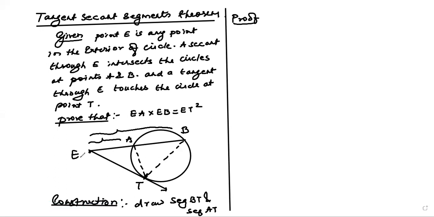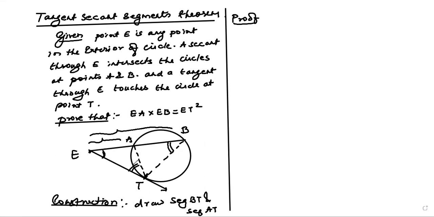Now you can see these two triangles, one big triangle and another small triangle. Angle E is common. Then, children, look, this is an angle between a tangent and a chord, and this is an inscribed angle. This tangent secant angle intercepts arc AT. This inscribed angle intercepts arc AT. So both these angles are equal.